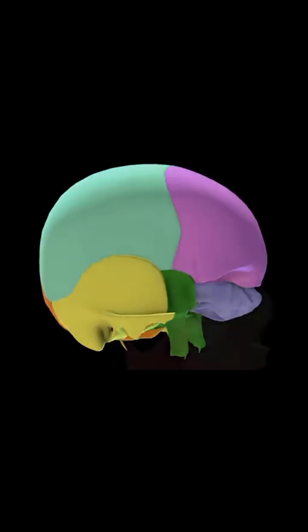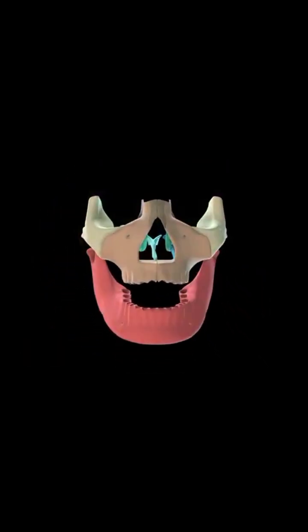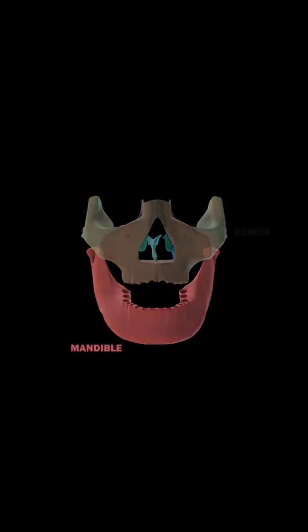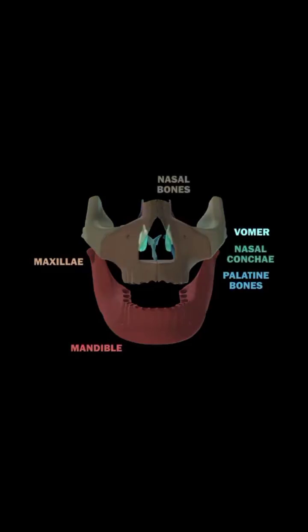Now for the facial bones. The facial bones include the mandible, the vomer, a pair of maxillae, a pair of palatine bones, a pair of nasal bones, a pair of nasal conchae, a pair of zygomatic bones, and a pair of lacrimal bones. The mandible is your jawbone. It is the largest bone in the human face and is the only movable bone in the skull apart from the ossicles.